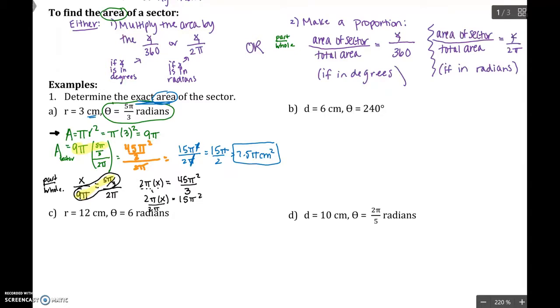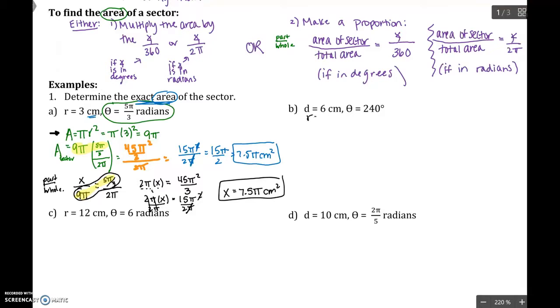And then to get x by itself, we're dividing by 2 pi on both sides. These pi's cancel, and we would still get 7.5 pi, and it would still be centimeters squared. So either way will work. It really depends on which way you want to do this.